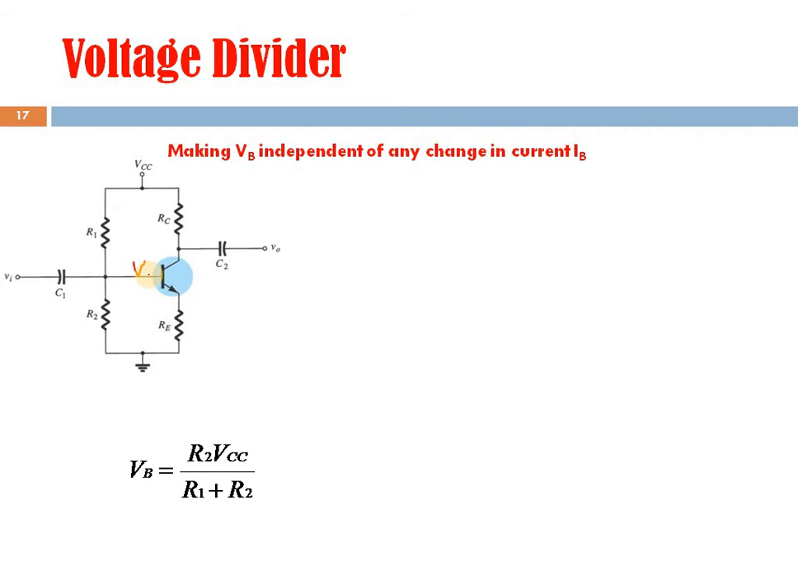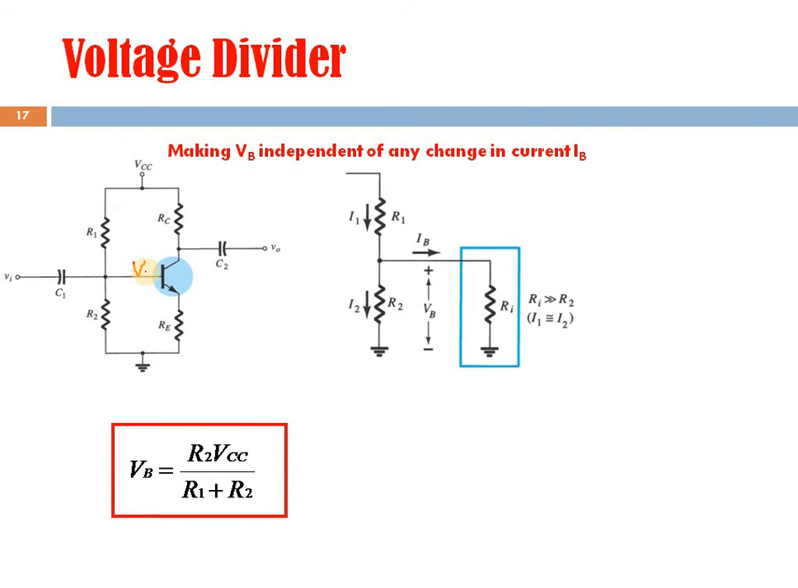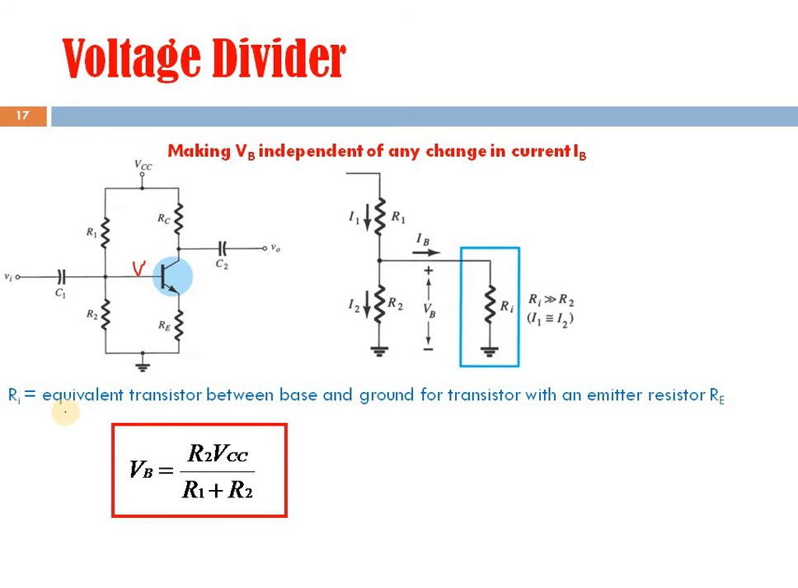So if you want to make this VB constant, we need to look here in more detail. We have to first find out the approximate value of resistance which is appearing between this VB terminal and ground through this side of base emitter and RE. So suppose the net resistance Ri is the equivalent resistance between base and ground for a transistor with an emitter resistance. So Ri is the equivalent resistance which is coming here because of this part, right?